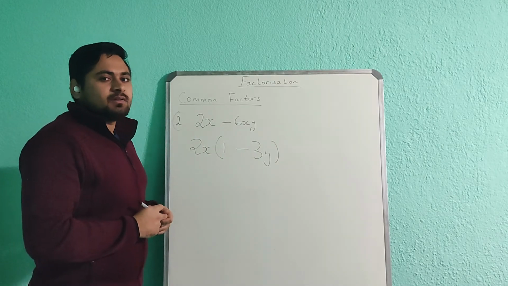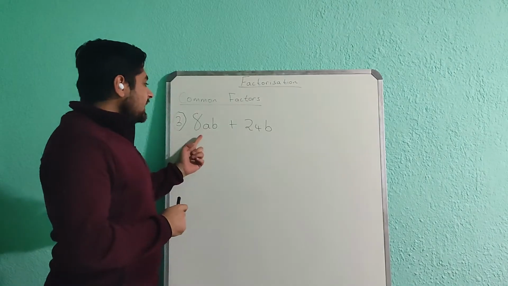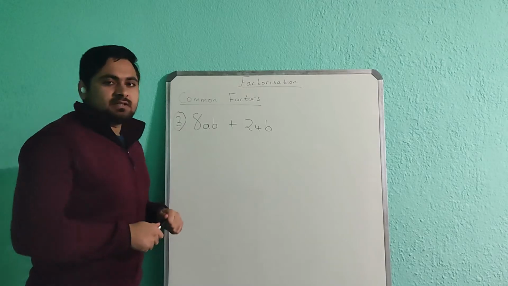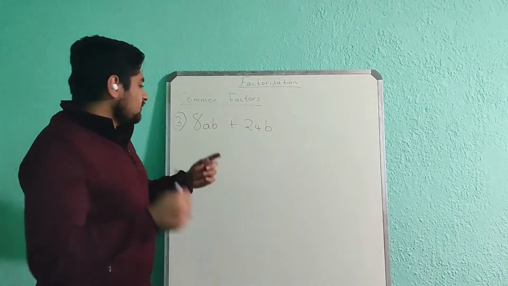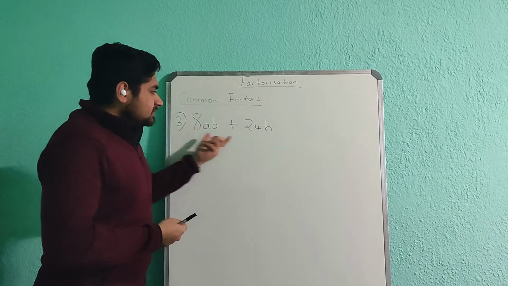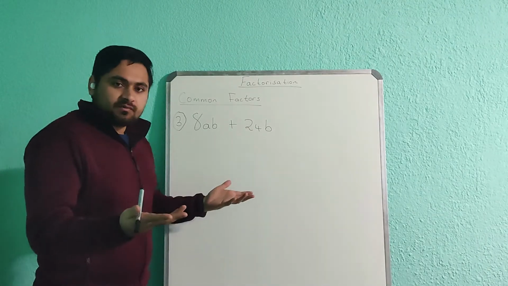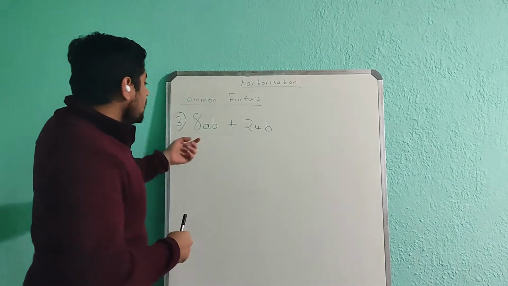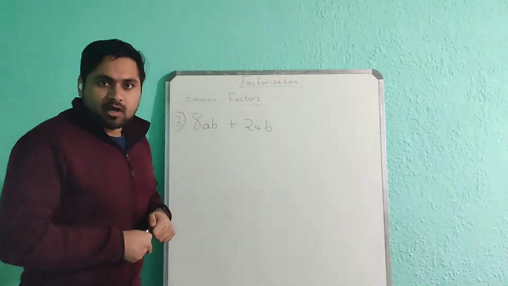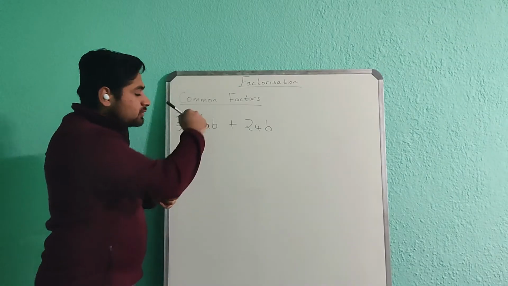Let's look at example 3. Example 3 says 8ab plus 24b. Just by mere looking at it, we can already see that one of our factors is b, because it appears in both the first term and the second term. Therefore our first factor is b, right? Now what is the other factor that we have? As we can see, 8 is also our other factor. Why? Because 8 can go into 8 how many times?